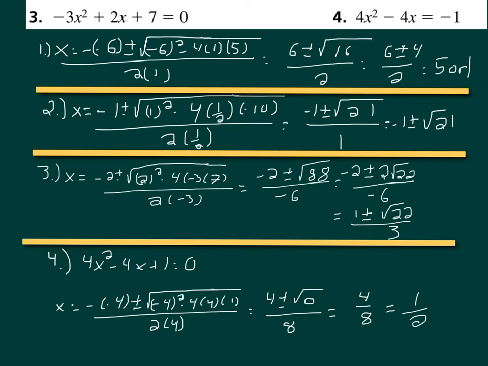Alright, so with this example, what ends up happening is when we plug in, we first have to move the 1 to the other side, because we have to get the equation to equal 0, and that changes it to a positive 1, which is going to make a big difference here.